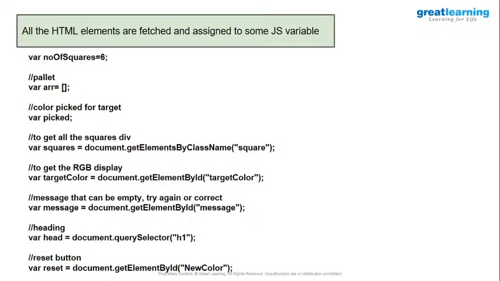Now we have declared an array. This array will contain all the colors for all the squares. That is the color, right? The RGB colors will be present in this array.